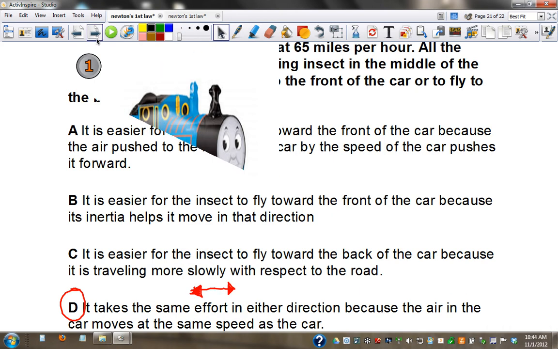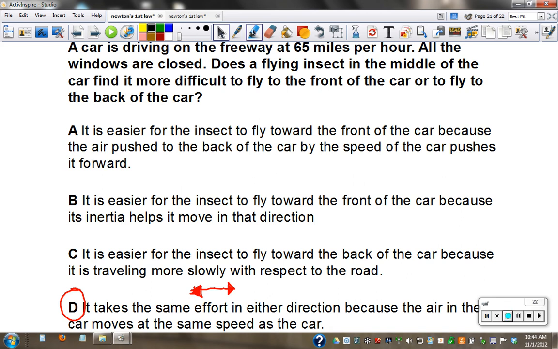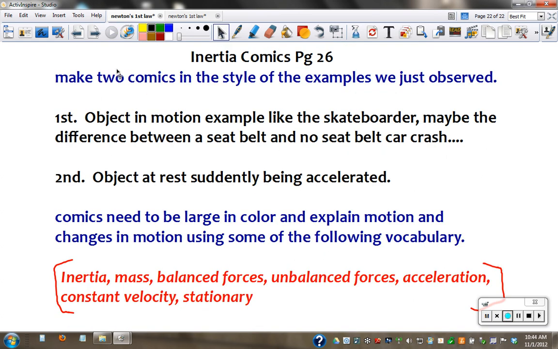Here's your assignment. Oh, well, you just saw the answer. Too late for that. You can read that question, try it again, or see if it makes sense. And here's your assignment. On page 26, make two of your own comics that have these two scenarios. Comics need to be large and in color and explain motion and changes using vocabulary below.